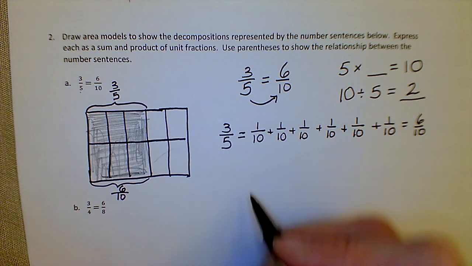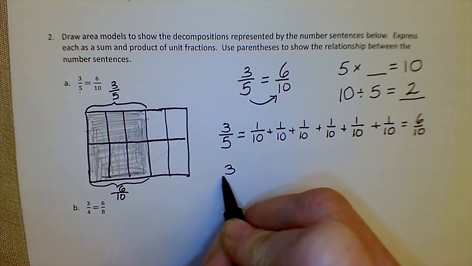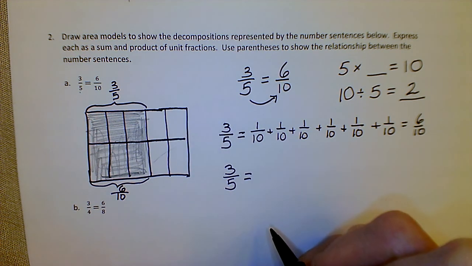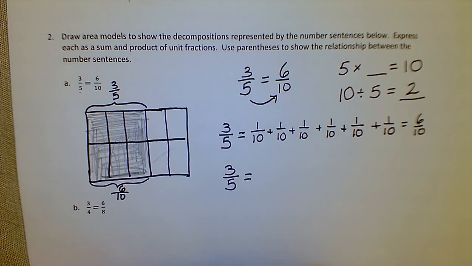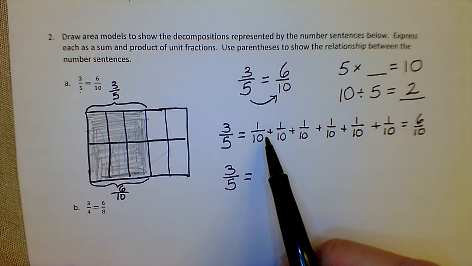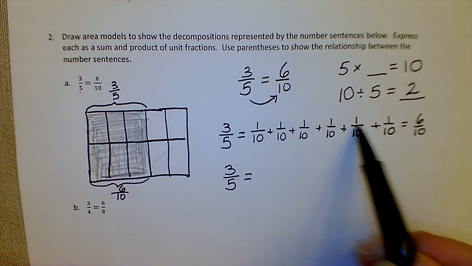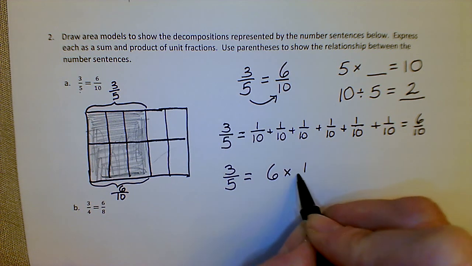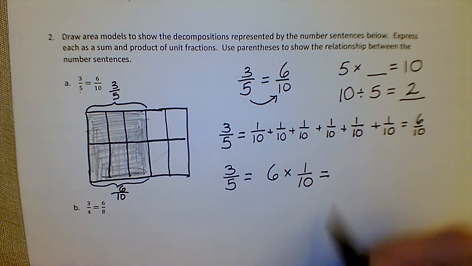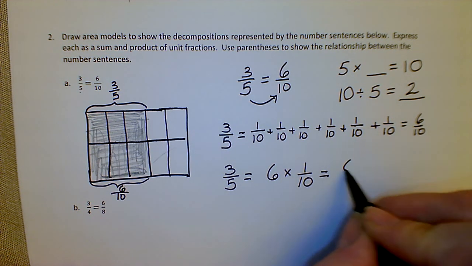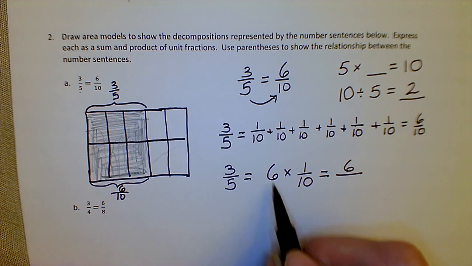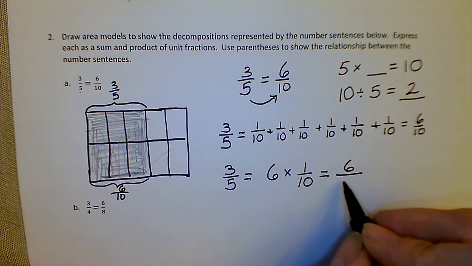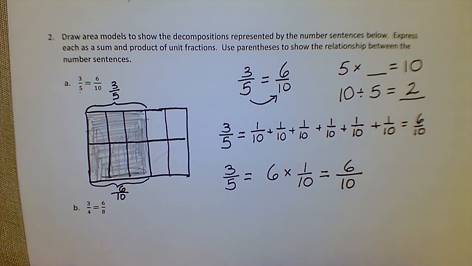Now again, I also want to use a multiplication sentence. So I'm going to show again that I started with 3/5, and I want to show that that's equal to 6 tenths by using multiplication this time. So since I added 1 tenth, 1, 2, 3, 4, 5, 6 times, I can write 6 times 1 tenth. And when you do that, 6 times 1 is 6. And then again, the 6 would just be over 1, so it's 1 times 10 is 10. And we already knew that from the problem anyway. This is how I want you to do this problem.